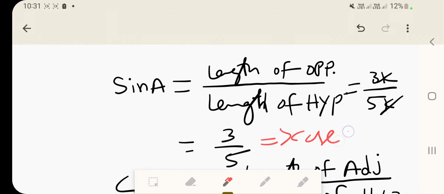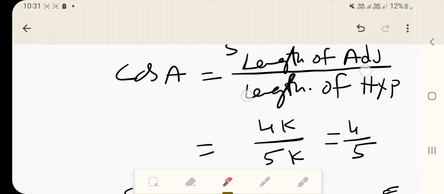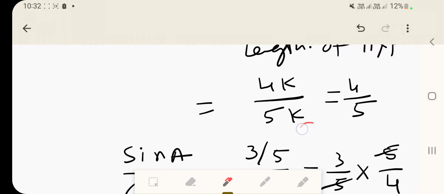Once we know sin A, we can easily calculate cosecant A. I am writing here with the red color. Cosecant A is nothing but the reciprocal of sin A. Sin A we got as 3 by 5, so cosecant A is going to be 5 by 3, that is length of hypotenuse divided by length of opposite side. Similarly, for secant A, which is the reciprocal of cos A, we get 5 by 4. That is length of hypotenuse divided by the length of the adjacent side.